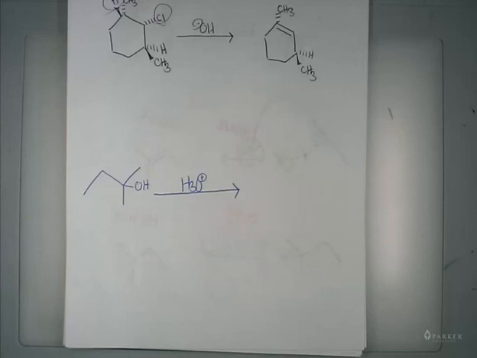Let's both predict the product and draw the mechanism. So for E1, do we have to worry about Zaitsev and Hoffman? No. It's always Zaitsev. Okay, so what's my leaving group? OH. And so where will I form my double bond? To the left.